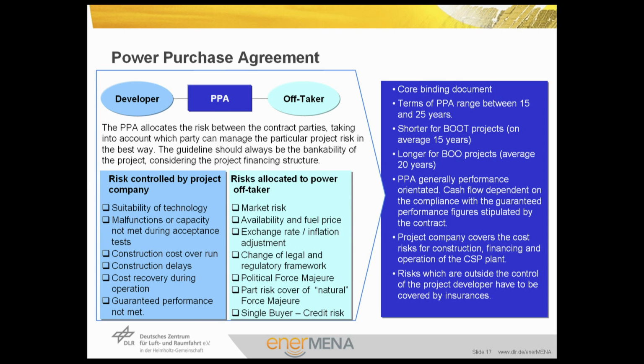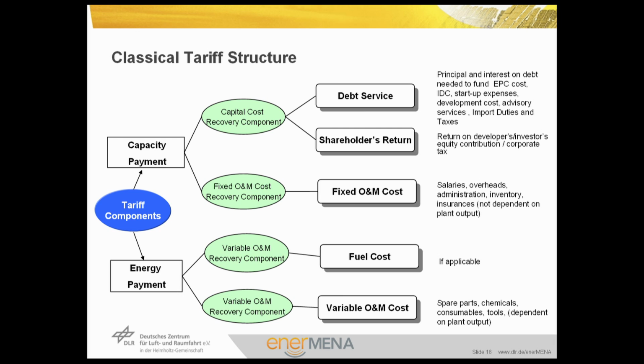The project company covers the cost risks for construction, financing, and operation of the CSP plant, and risks which are outside the control of the project company have to be covered by insurances as well as by the government in some cases. So does the classical tariff structure relate to this subject? On this slide we can see the classical tariff structure, and here, irrespective of whether it is an EPC procurement or corporate finance or an IPP project finance, the tariff structure is divided into two sections, the capacity payment and the energy payment.